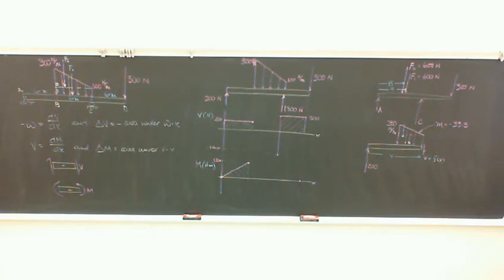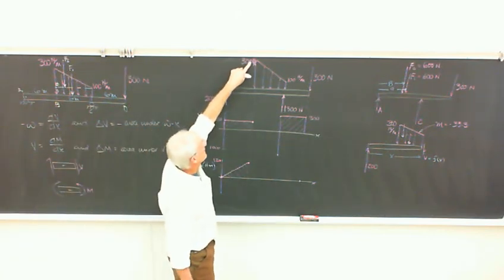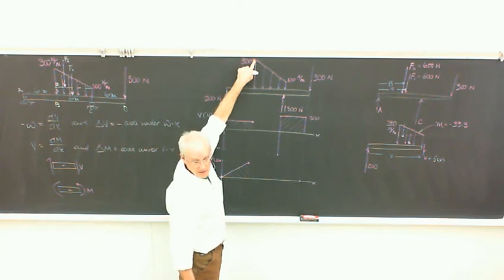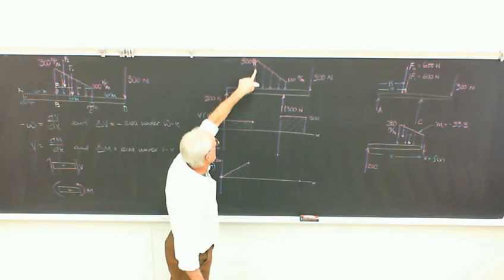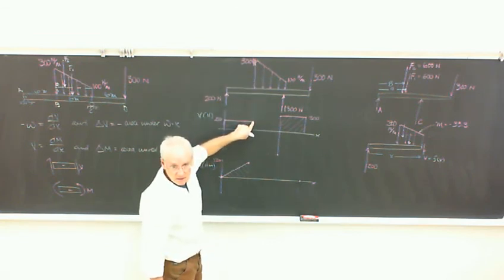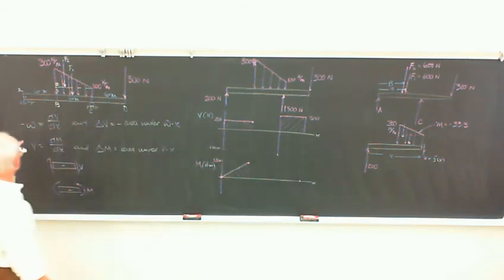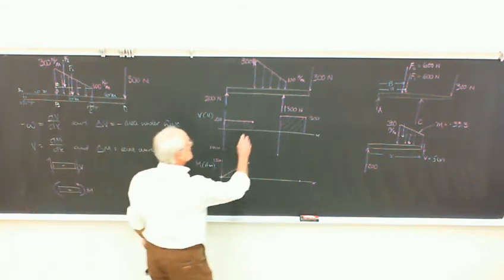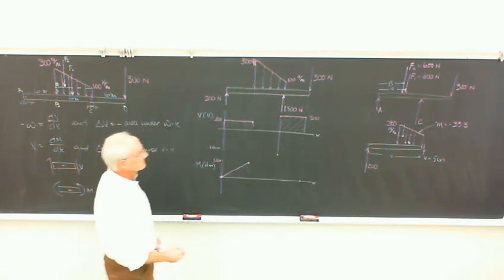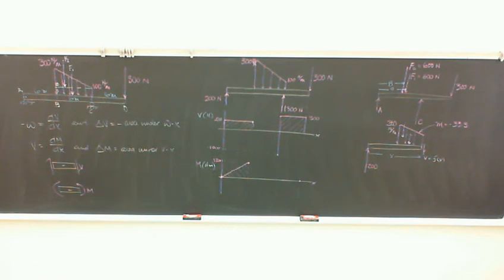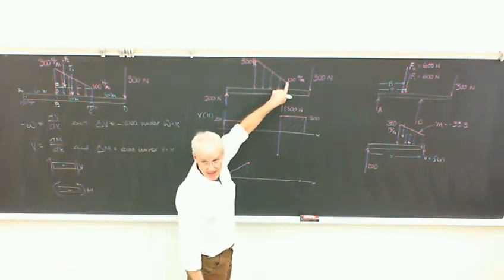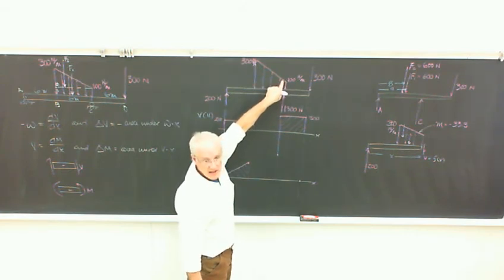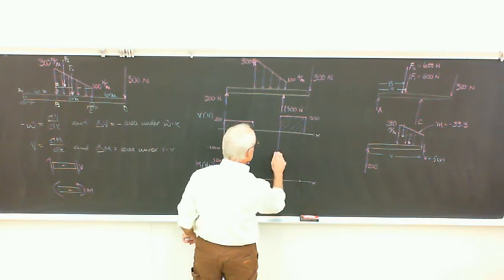But you might be able to make at least a better estimate at it than that. Remember, the load is the slope of the shear curve, minus the load is the slope of the shear curve. We have a 300 here, so the slope of the shear curve right here is 300. So it's very steep. Then the slope of the shear curve here is equal to minus the load curve. It's minus 100. It's not as steep.